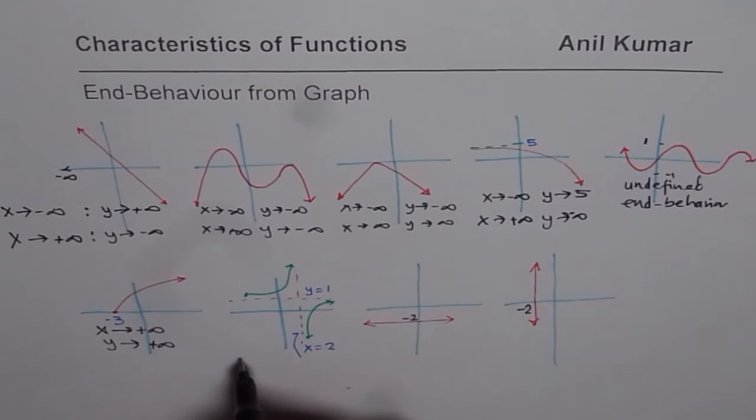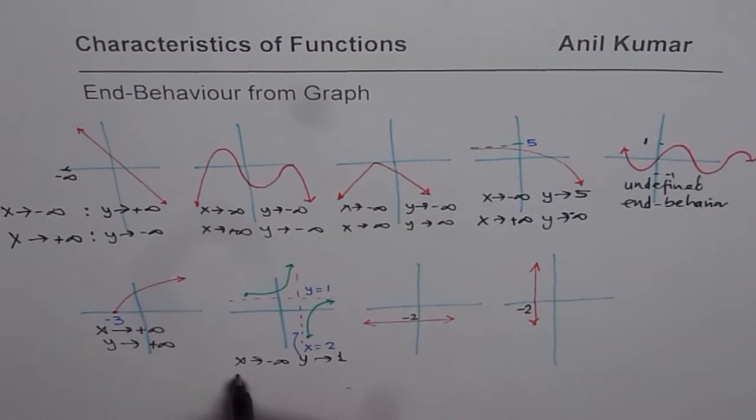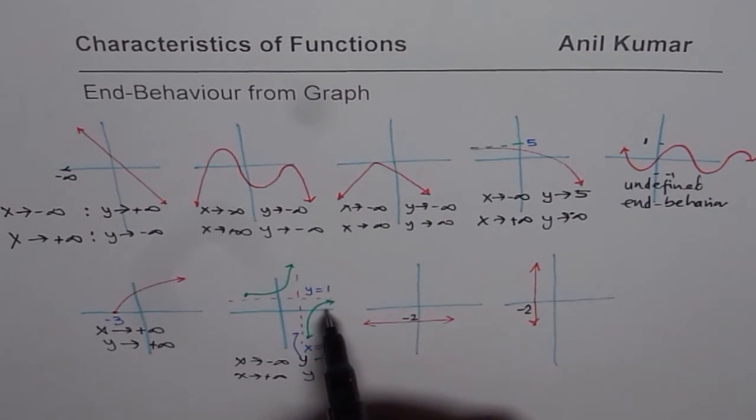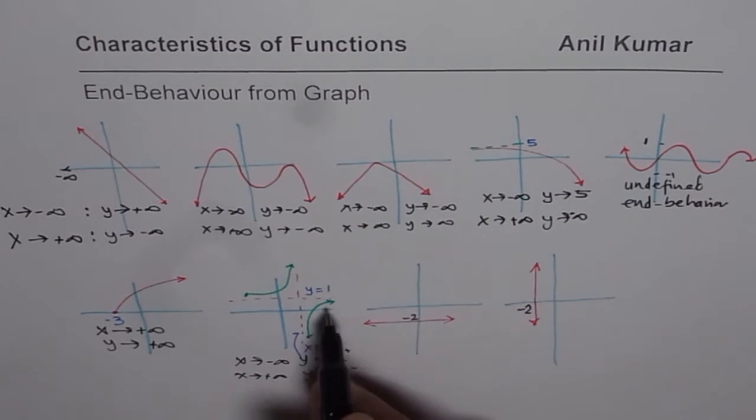In this particular case, when x approaches negative infinity, y approaches the horizontal asymptote, which is 1. And when x approaches positive infinity, again it approaches the same horizontal asymptote, which is 1. It may approach from the negative side and the positive side. That's a different story. Sometimes we write this one as 1 approaching from the top, and here approaching from the bottom. This is kind of helpful to sketch a graph.